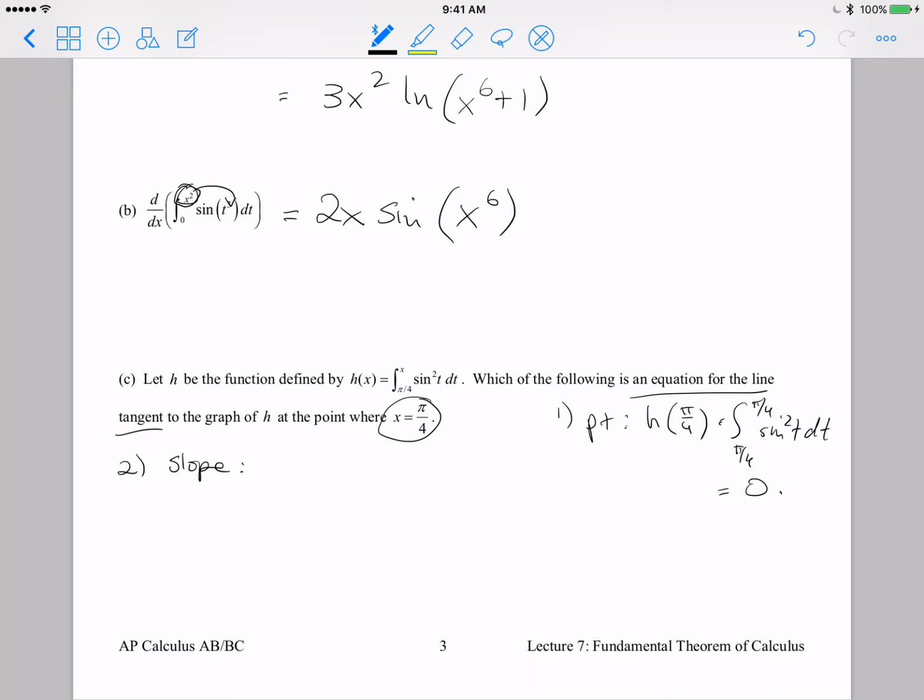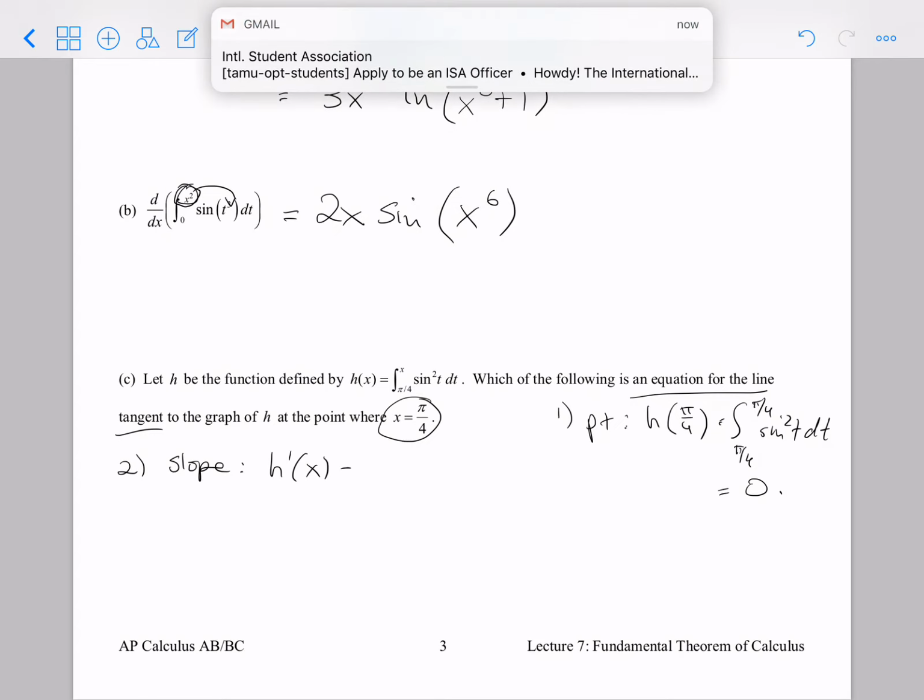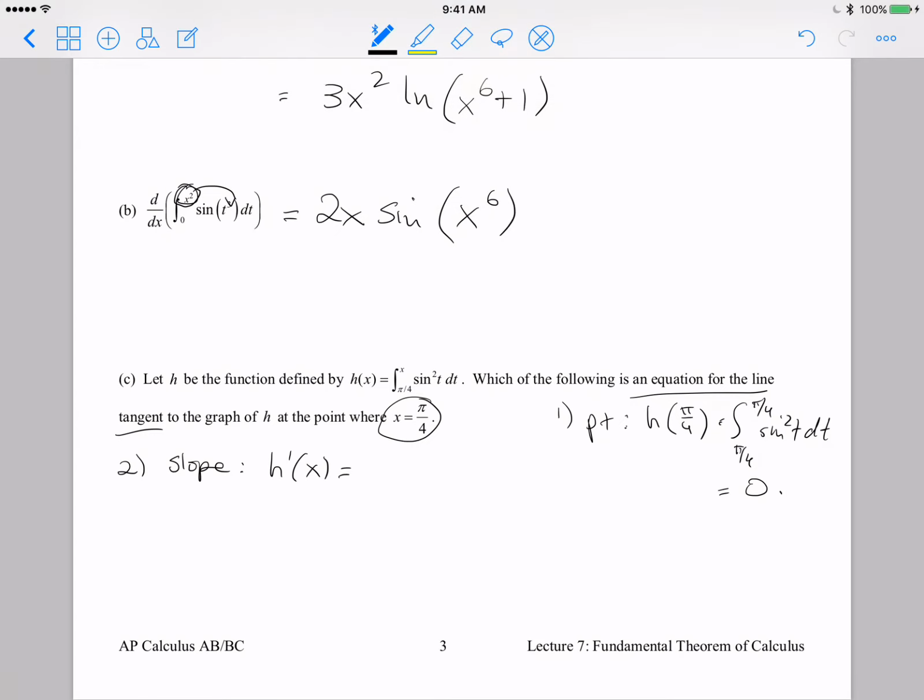The second thing that I need is the slope. In order to get the slope, I have to take the derivative of h of x, which is h prime of x. The derivative of that is going to be, I take the upper bound, which is x, and substitute it into the t, so that's going to be sine squared of x. And then I multiply by the derivative of x, which, of course, is just 1.